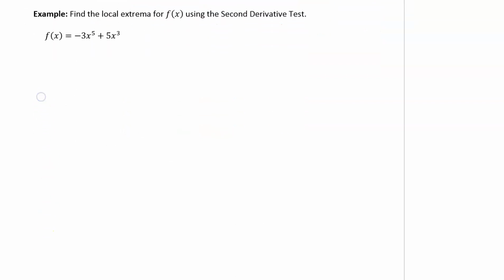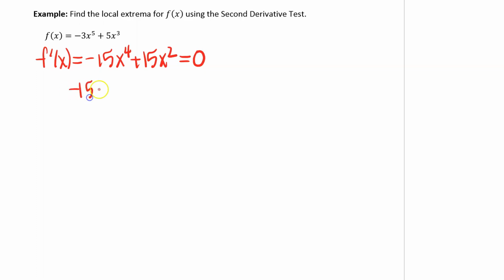So this example says, find the local extrema for f of x using the second derivative test. Okay, so first thing I'm going to have to do is find my derivative. That would give me negative 15x to the fourth plus 15x squared. I still have to use my first derivative and set it equal to 0 in order to find the critical numbers that I'm going to test.